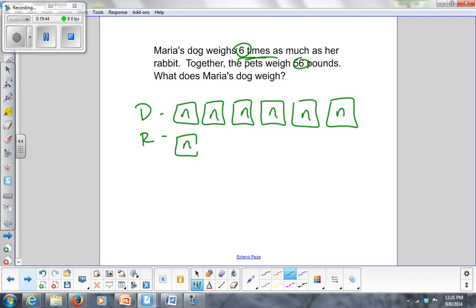Okay, so we have our model. Now we need to write an equation. What might my equation look like? Dean. I know you missed 2.1, so take a look at it. We've got 6 times as much as her rabbit, and we got 56 pounds.